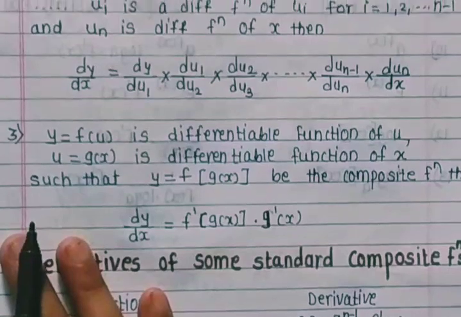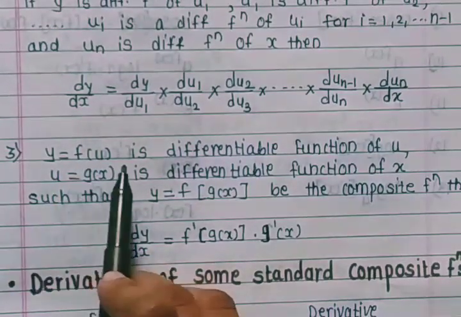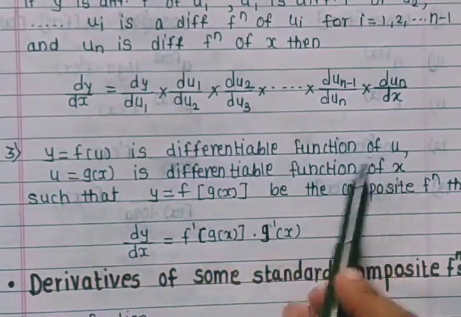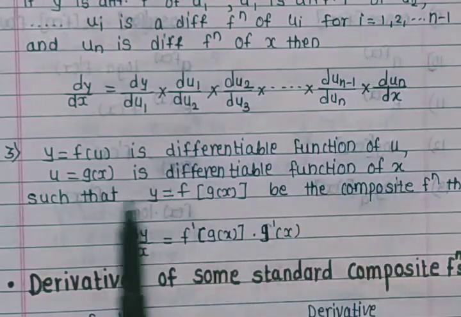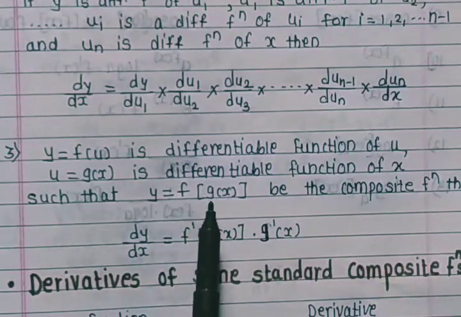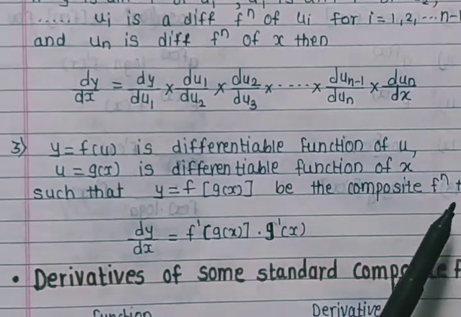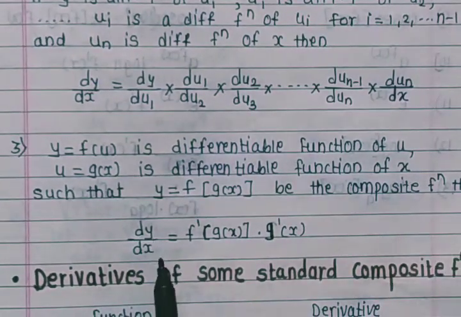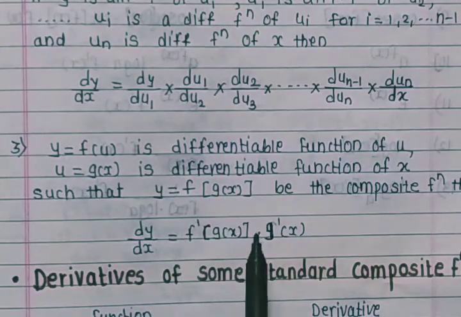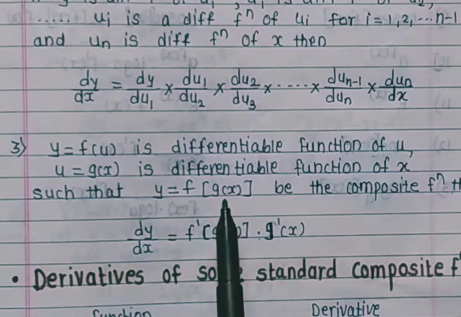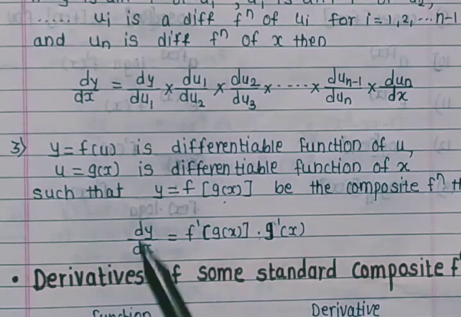Third remark is important. If y equal to f of u is a differentiable function of u and u equal to g of x is a differentiable function of x, such that y equal to f of g of x is a composite function, then dy by dx equal to, firstly write derivative of this function, that means f dash of g of x, into derivative of this g of x, that is g dash of x.